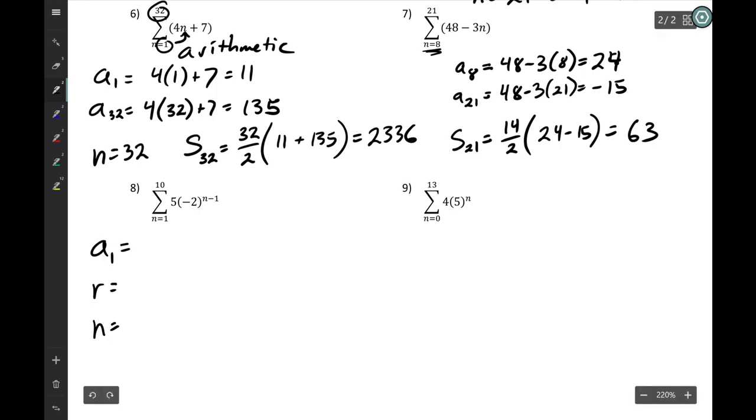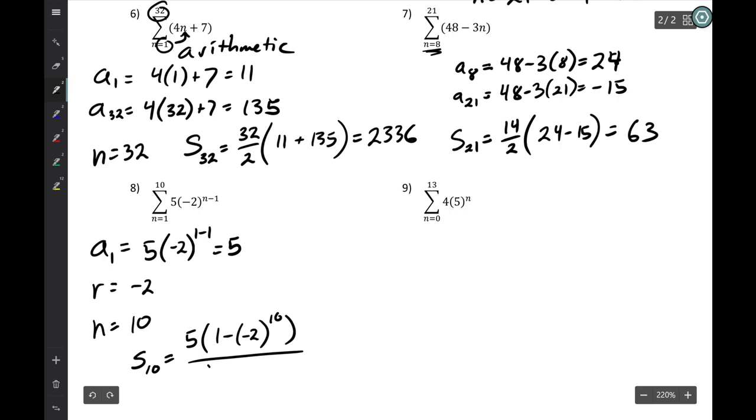My first term, I'm going to plug in 1 just to be sure. 5 times -2 to the 1 minus 1. All right, this is the same as -2 to the 0, so that's really just 5. R is always the thing being raised to parentheses. It's -2, and N is the number of terms. In this case, there's 10. So then I find S sub 10 by using my formula. 5 times 1 minus -2 to the 10th, over 1 minus -2. Again, be mindful of your parentheses. And this ends up being -1705. Throw it into a calculator, see what you get.